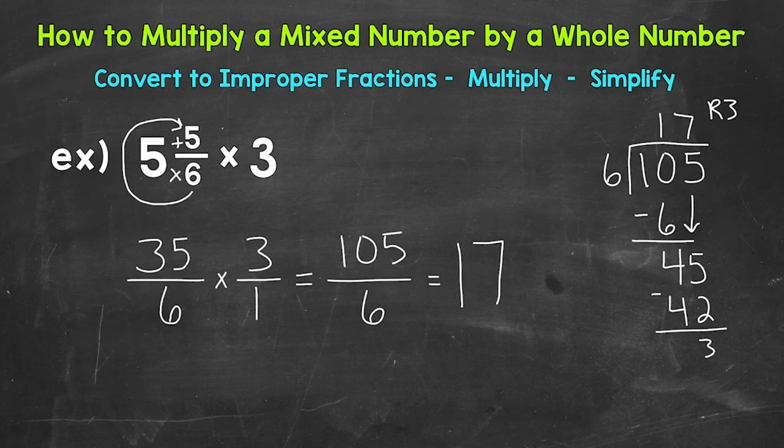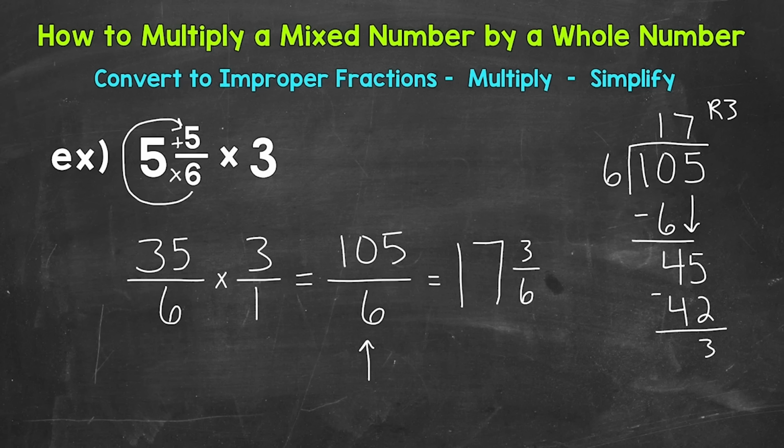Now we had a remainder of 3. That's going to be the numerator of the fractional part of our mixed number. And then we keep our denominator of 6 the same. So we get 17 and 3/6.